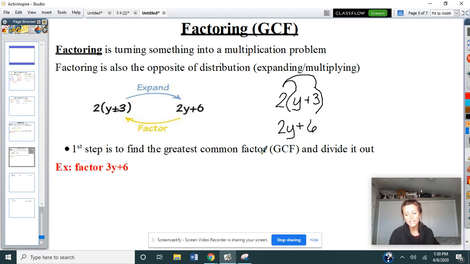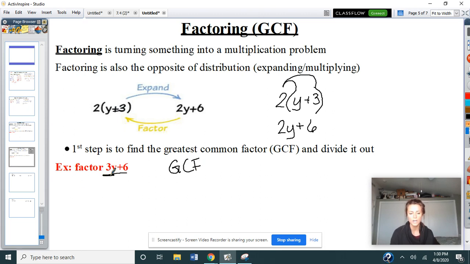Now we're dividing because factoring is the opposite of multiplying, and what's the opposite of multiplying? Dividing. So I'm going to do this problem right here. I'm going to give you 3y + 6, and we are going to factor that. To do that, we're first going to find the GCF, so let's find the GCF of each term.